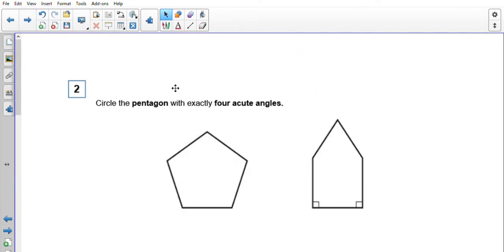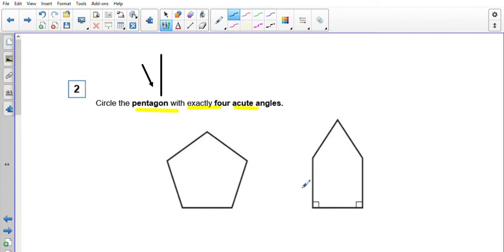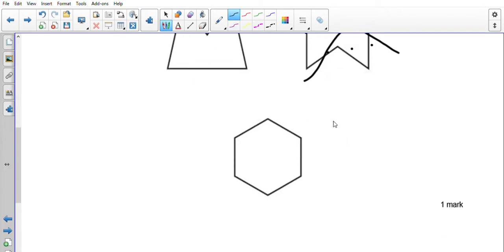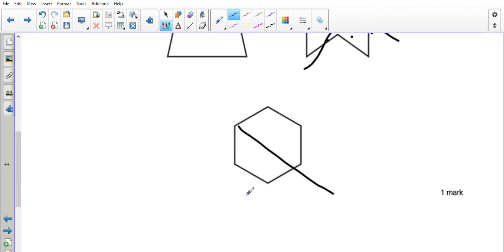Okay, circle the pentagon with exactly 4 acute angles. So we're looking for those acute angles, and it has to be a pentagon. Right, this bit here is going to be my first thing to have a look at, because pentagon: 1, 2, 3, 4, 5, pentagon. 1, 2, 3, 4, 5, 6. That is not a pentagon. That is not a pentagon.